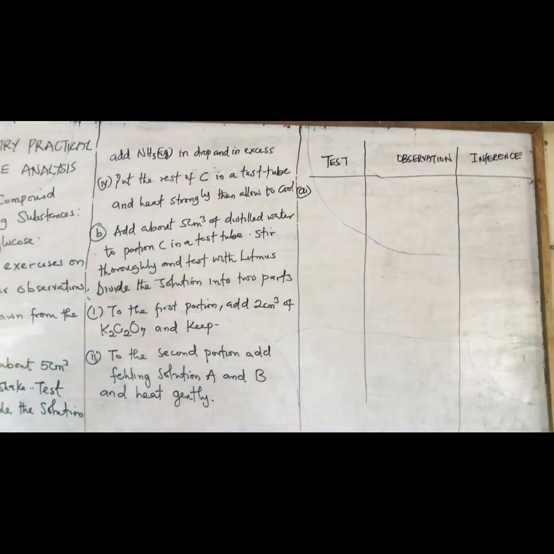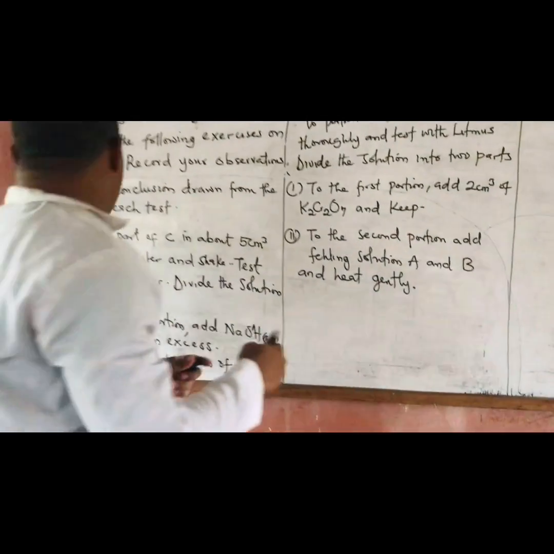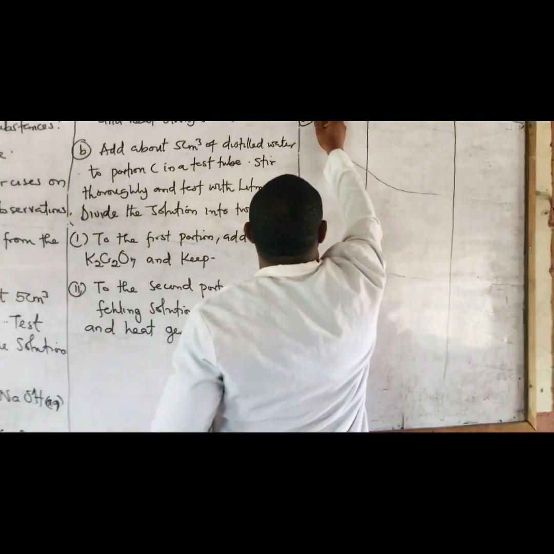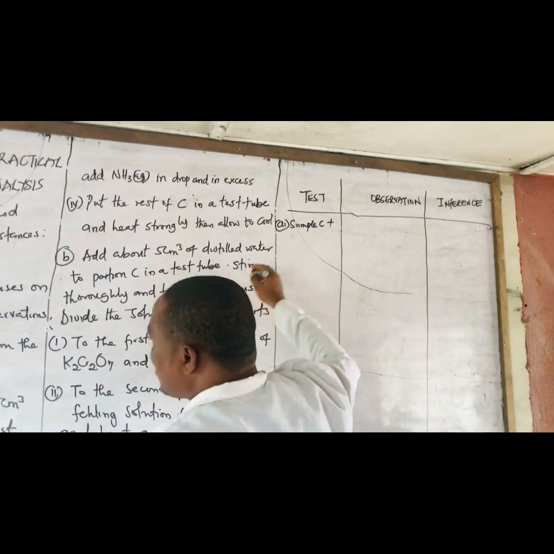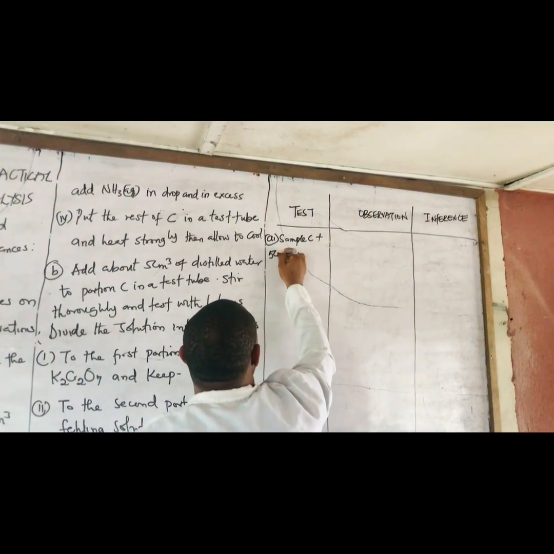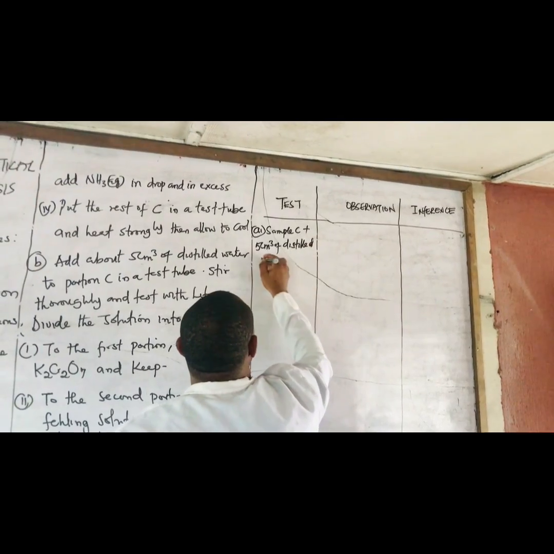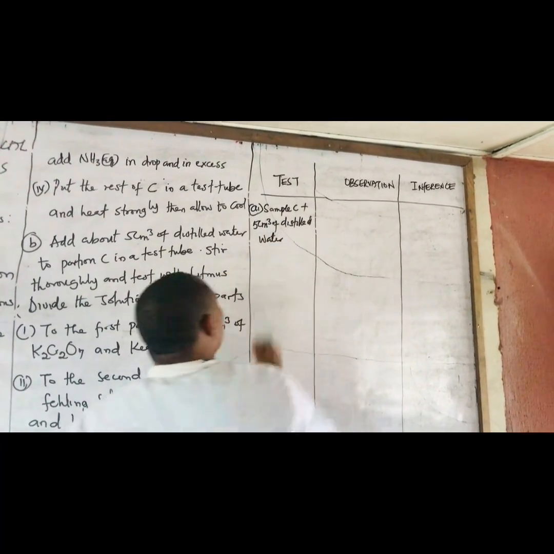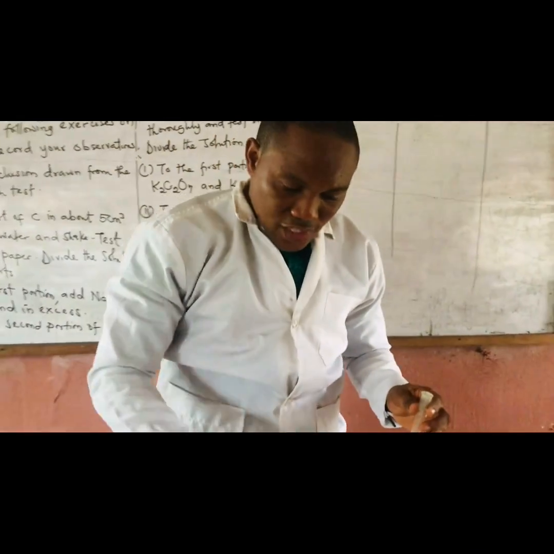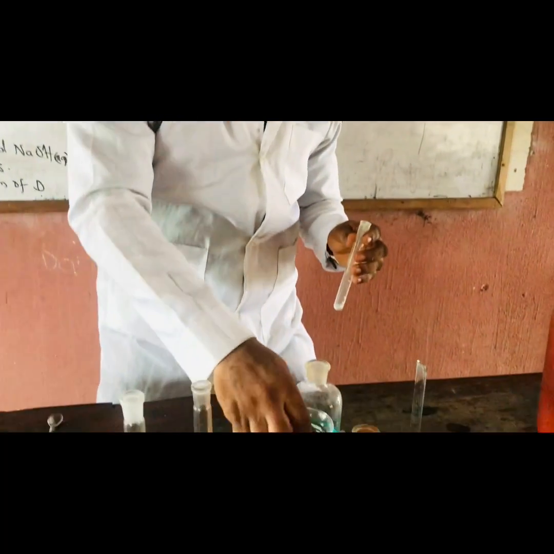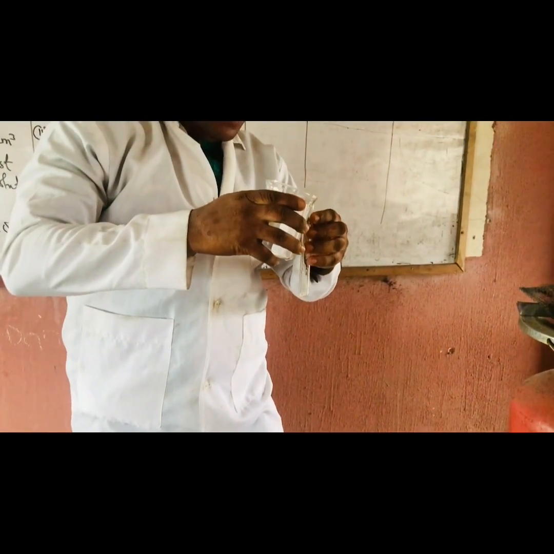So they said dissolve part of C, that's sample C now, in about 5 centimeter cube of distilled water. So let's say sample C plus 5 centimeter cube of distilled water. Okay, so that's the first thing we are doing. Sample C. So this is my water. I can just use my discretion to add the water, about 5 centimeter cube.